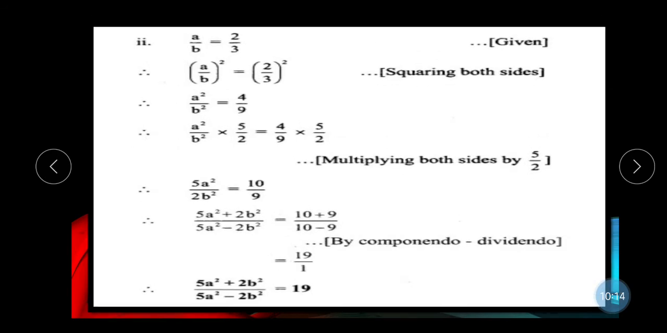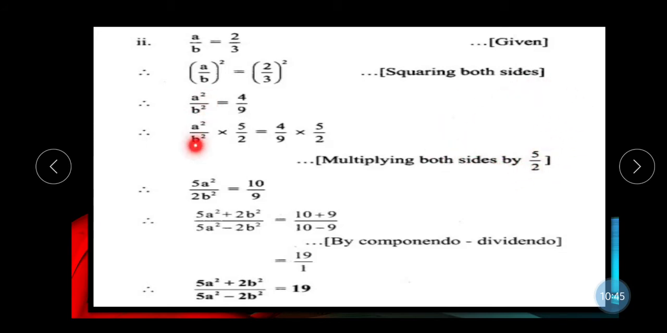Second one, a upon b is equal to 2 upon 3, that is given. A upon b the whole square is equal to 2 upon 3 the whole square. We are squaring both the sides as it is in the question. Therefore, a square upon b square is equal to 2 2s are 4 upon 3 3s are 9. So, a square upon b square is equal to 4 upon 9. Now, as it is in the question, 5 upon 2. So, we will be multiplying both sides by 5 upon 2.